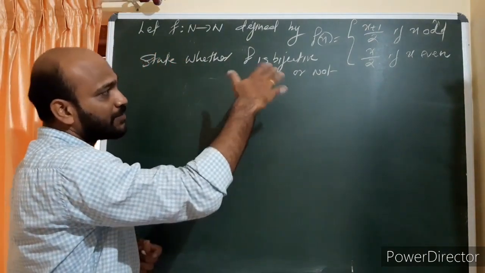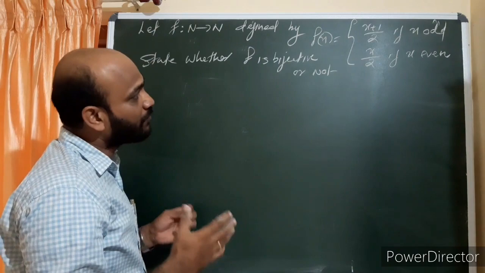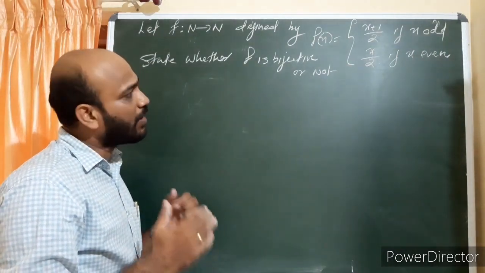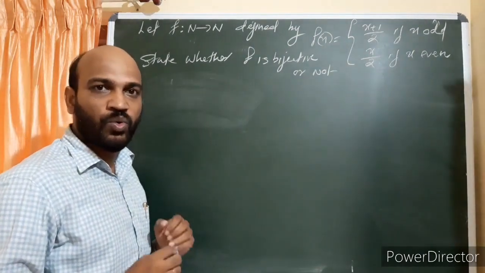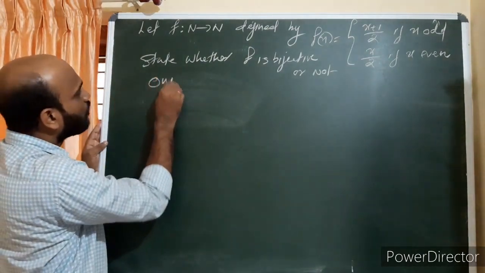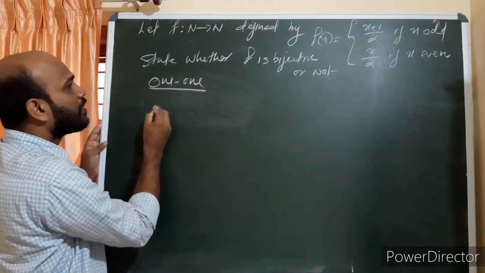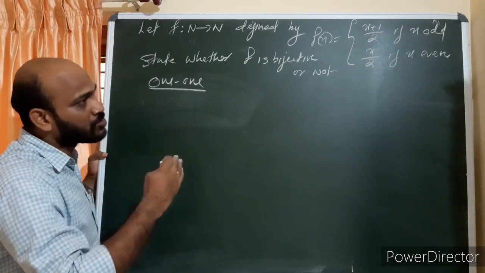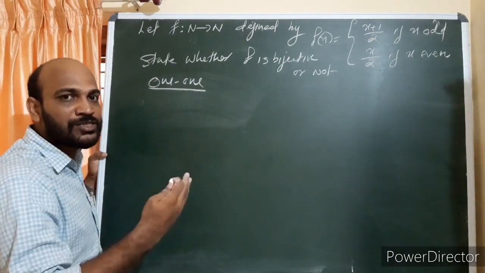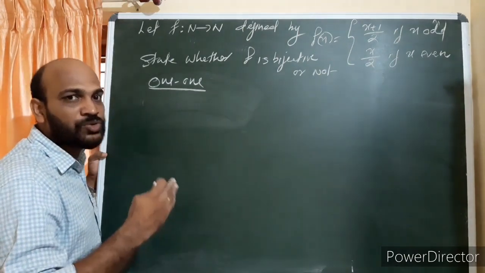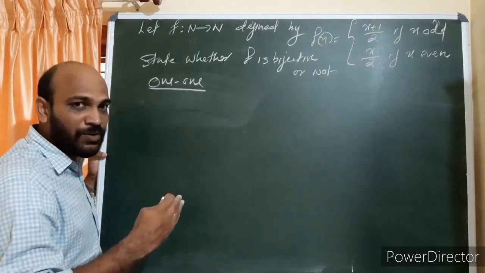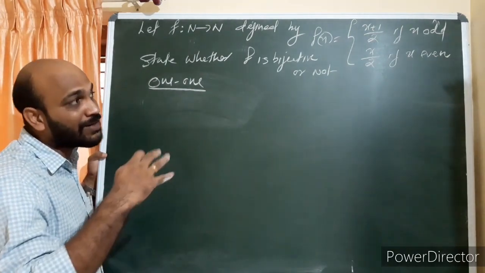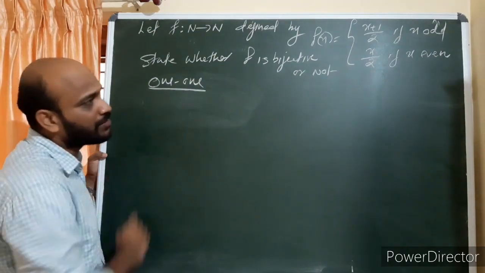State whether f is bijective or not. That means you have to check whether it is 1-1 and onto. So first we can go for 1-1. Here you have to consider different cases. This is a special question. x1, x2 belong to the domain. Both x1, x2 can be odd. Both x1, x2 can be even. x1 odd, x2 even; x2 odd, x1 even. Like that, 4 different cases you have to consider in this question.